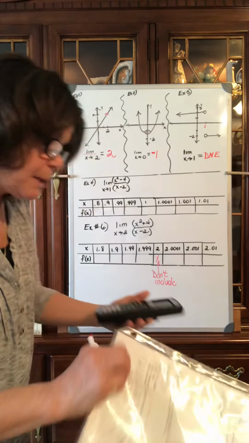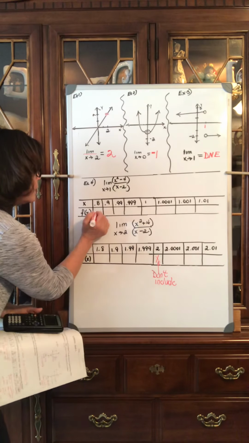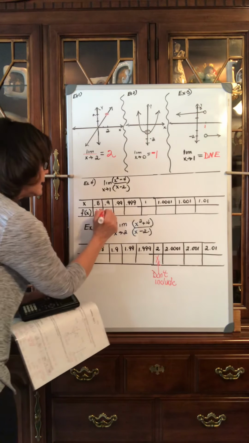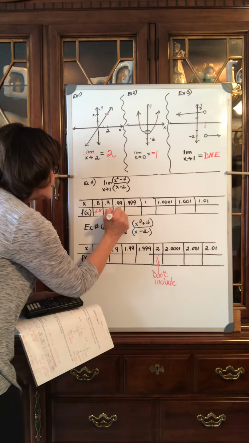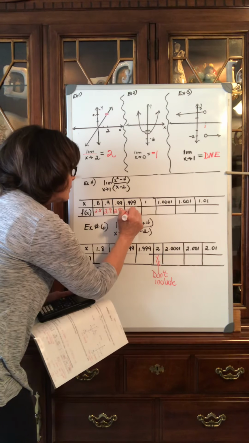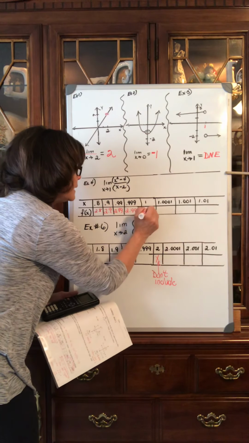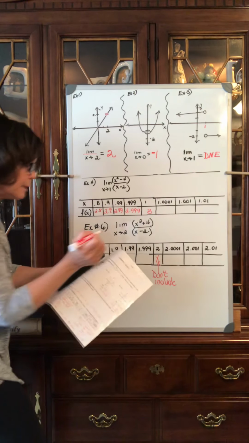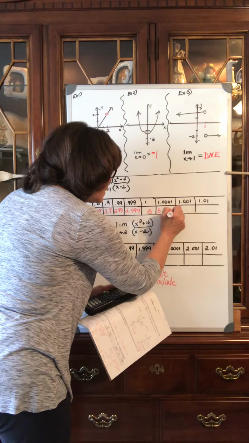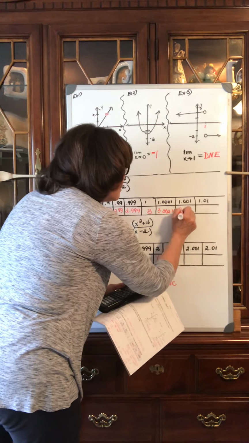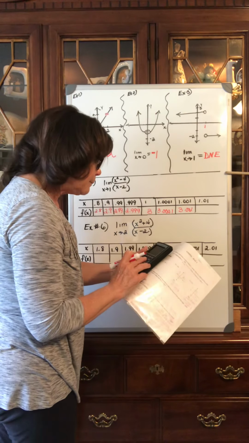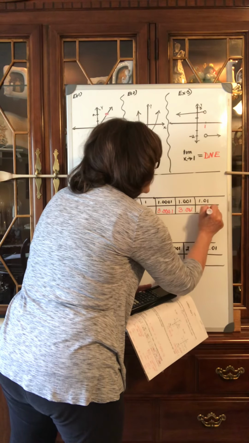So when I look at those y values, I have a y value of 2.8, and then 2.9, 2.99, 2.999, and then here I have a y value of 3, and then a y value of 3.0001, 3.001. Go down one to get the last y value, and my last y value is 3.01.